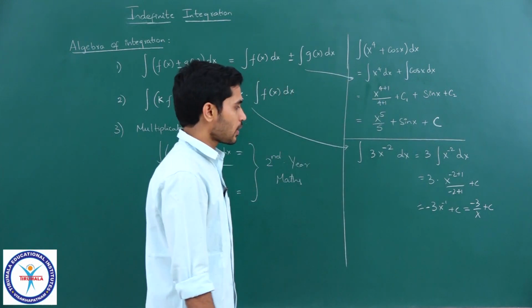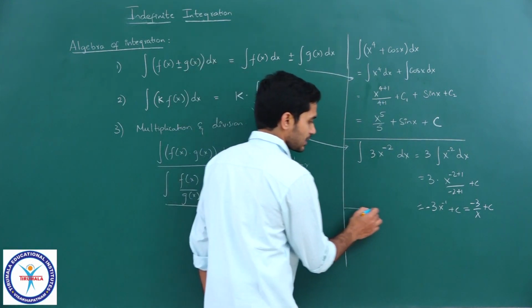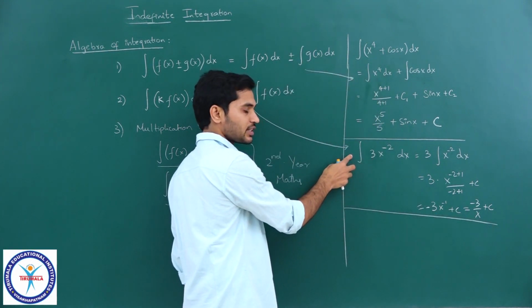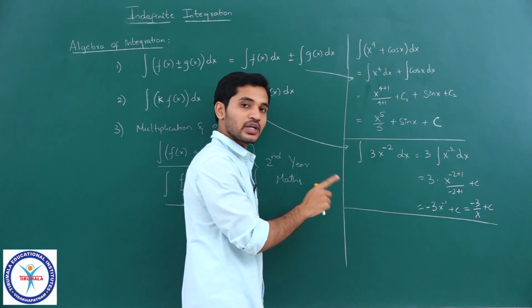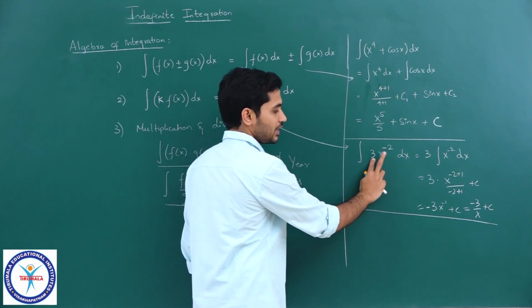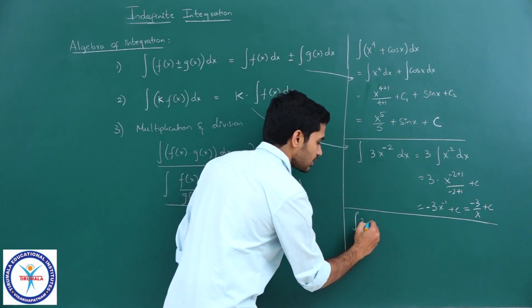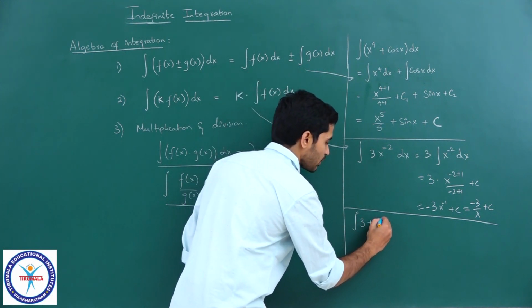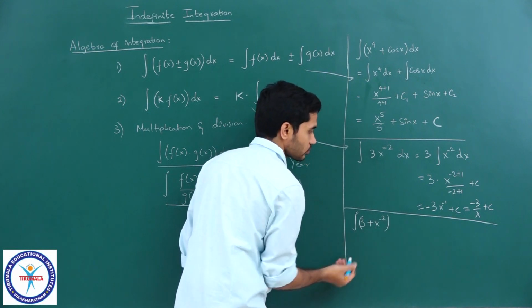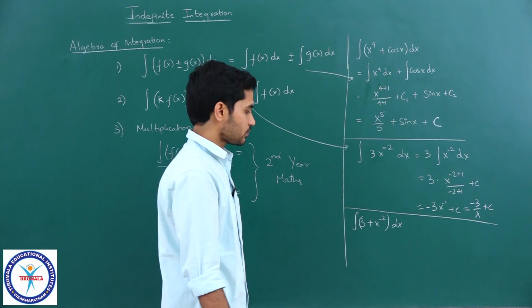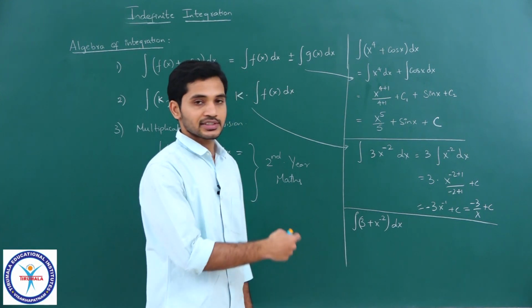Clear, students? Like I told you in the earlier scenario, bringing the constant outside can be done only if it is in the product, 3 into x power minus 2. What if it was like this, 3 plus x power minus 2 dx? What will be the answer for that? Try it. I will just discuss in a while.